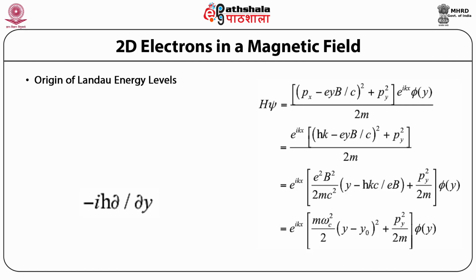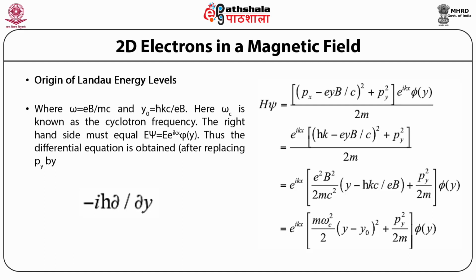So one has to simplify this a bit, a little bit of manipulation is required, and finally we will get this expression in the final one, that h xi is equal to e raised to the power iota kx, brackets m omega c square by 2 into (y minus y naught) whole square plus py square by 2m, brackets close, multiplied by phi as a function of y, where omega c is eb by mc and y naught is equal to h cross kc divided by eb, where omega c is known as the cyclotron frequency.